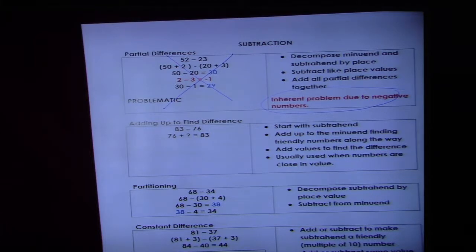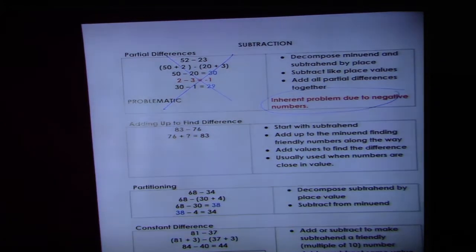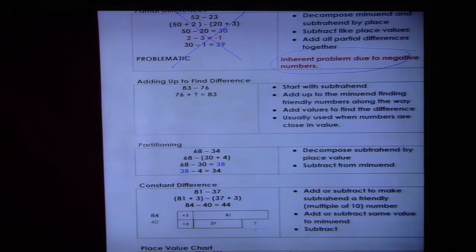7 and 8-year-olds with good number sets can handle negative numbers up to about -3. It inherently makes sense to them. I still wouldn't push this. If you got a high flyer child who you want to push, I might do one that comes to a -1, but that's that extra extension to get them really thinking. So in general, we do not do partial differences. Adding up to find the difference.